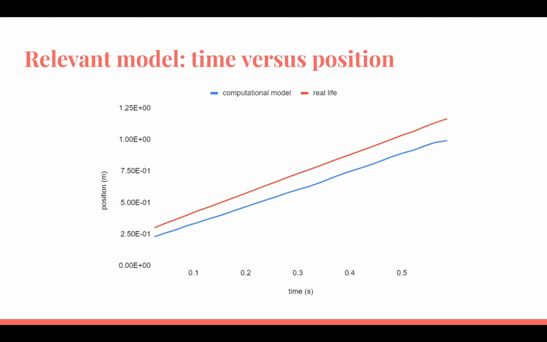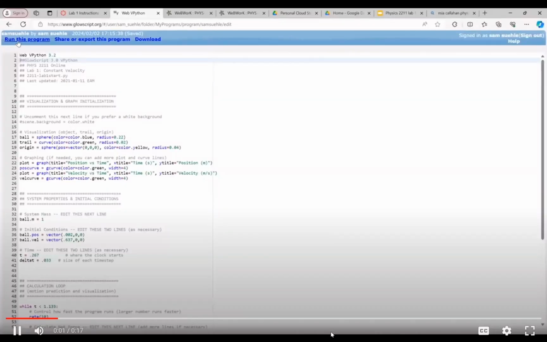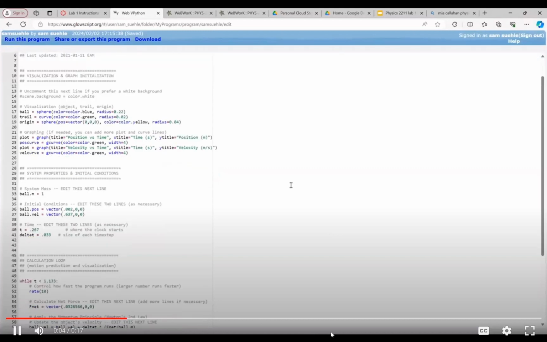However, if this graph were to continue, eventually you would see that the position plateaus as time continues, and the slope will generally start to decrease, while the computational model would just keep going. And that is because, once again, there is net force causing the velocity to change in real life, but not on the computer. So this is our predicted motion model, which was coded and shows it without any net force.